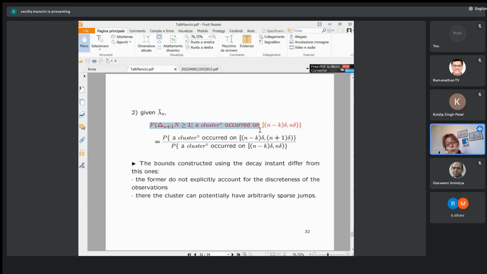The bounds that one could construct for this are different from the bounds we gave in the first result of our paper, because the previous bounds didn't account for the discreteness of the observations, and in that case, the cluster could be constituted by arbitrarily sparse jumps. Here we consider consecutive jumps.